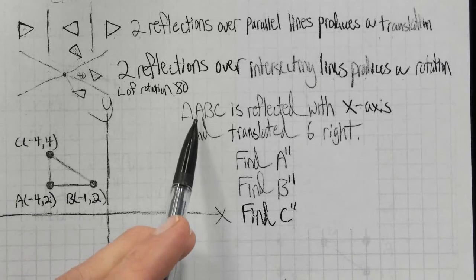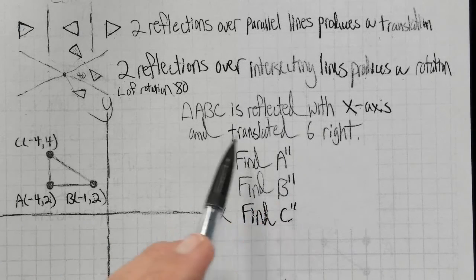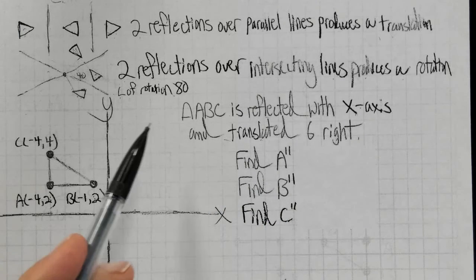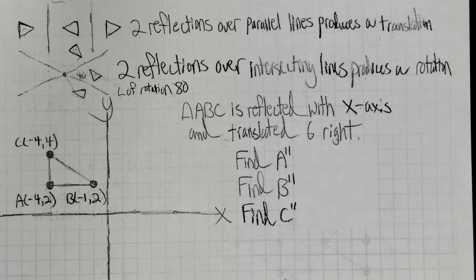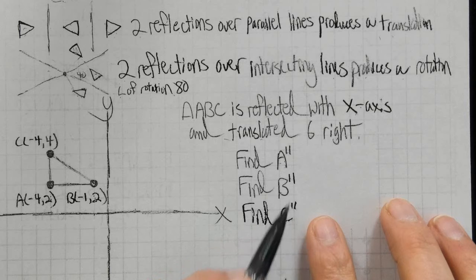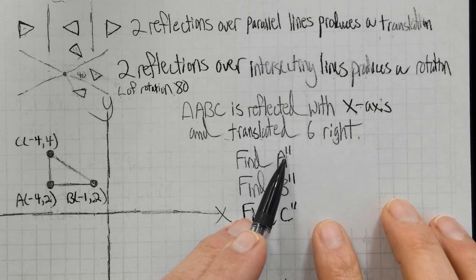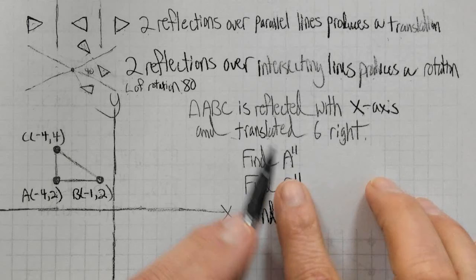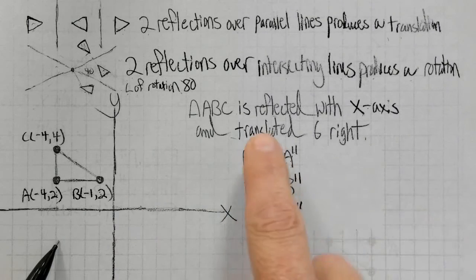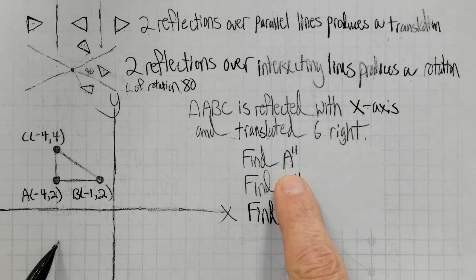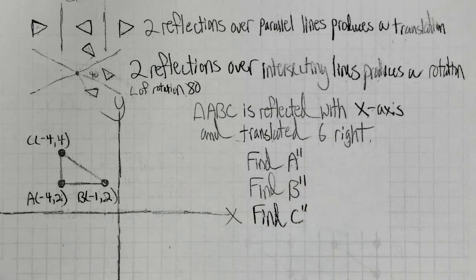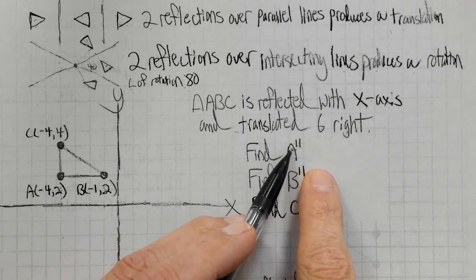So here's what we're dealing with. ABC is reflected with the x-axis and translated 6 units right. So I have two movements here. Reflecting with the x-axis first, then translating 6 units to the right. So we want to find A double prime, B double prime, and C double prime. All right, so let's address this. How come there's 2 prime marks this time? Well, after the first movement would be the prime point, and after the second movement, that's the double prime point. And if there was a third movement, there would be a triple prime, and so on. All right, so if you do 2 movements, you have double prime points.